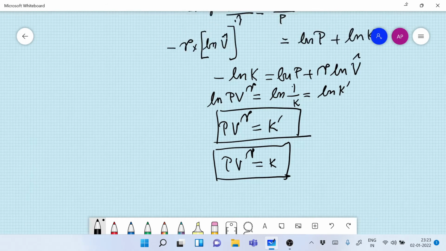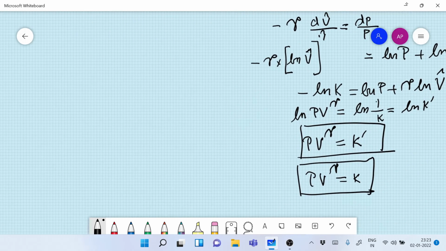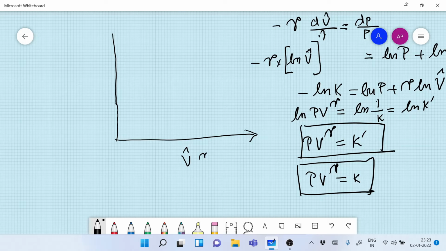Now let's visualize how this process looks. Let's draw our axes. This is our pressure axis, which is the y-axis, and this is our volume axis, which is our x-axis. So this is in meter cube per kmole, and this is the pressure axis in kilopascals.